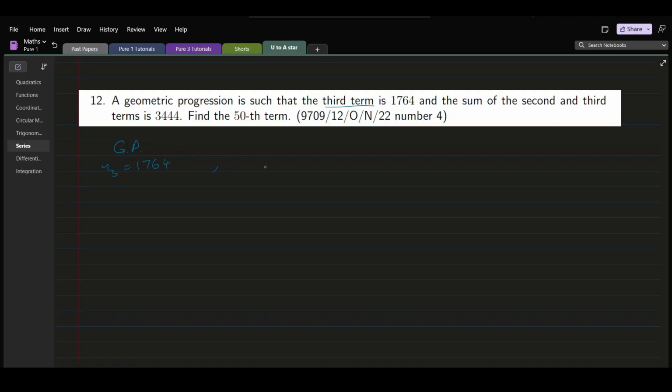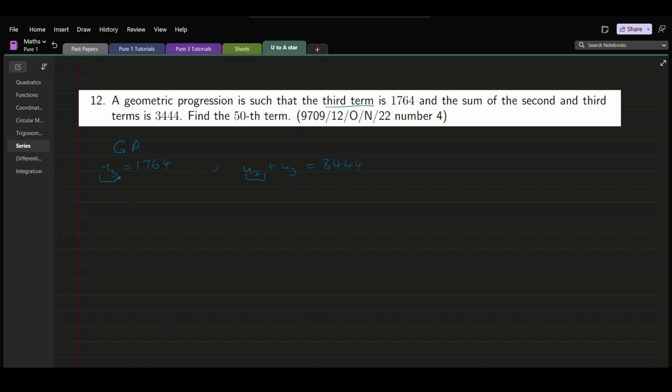We are given that the sum of the second term and third term, so that's u2 plus u3, is equal to 3,444. And then they're asking us to find the 50th term. So to find the 50th term, first we need to find what our first term is, and we need to find what our common ratio is. So let's start by first evaluating what u2 is.